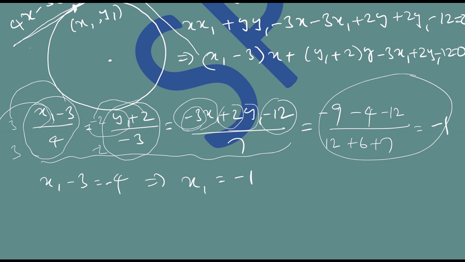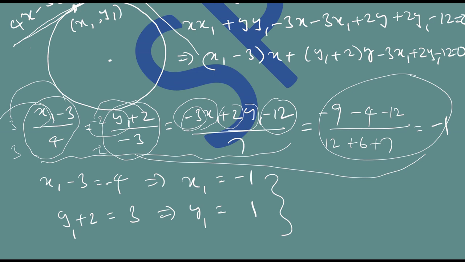And equating the second ratio and the new ratio, I have y plus 2 by minus 3 is equal to minus 1. Or I have y plus 2 is equal to 3. Or from this I have y1 is equal to 1. Therefore, we are getting x1 comma y1 as minus 1 comma 1, which is nothing but the point of contact of the tangent. As I mentioned earlier, very useful technique.